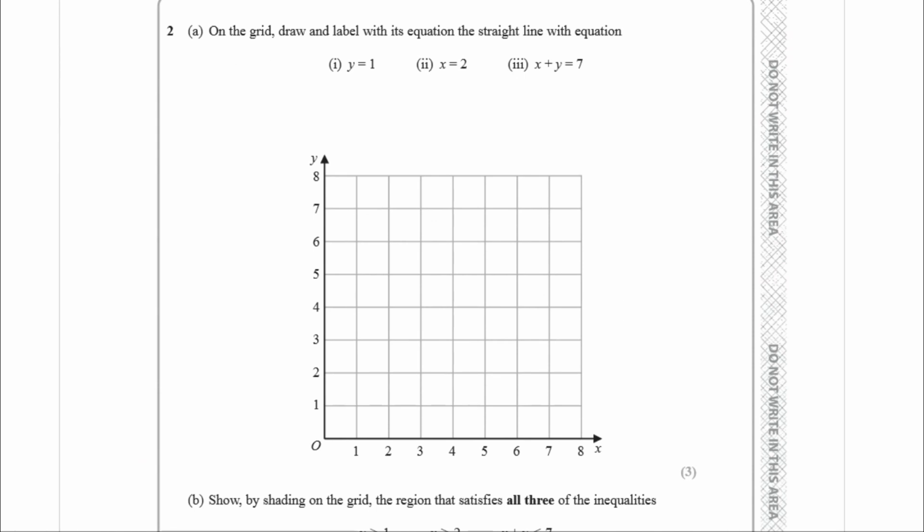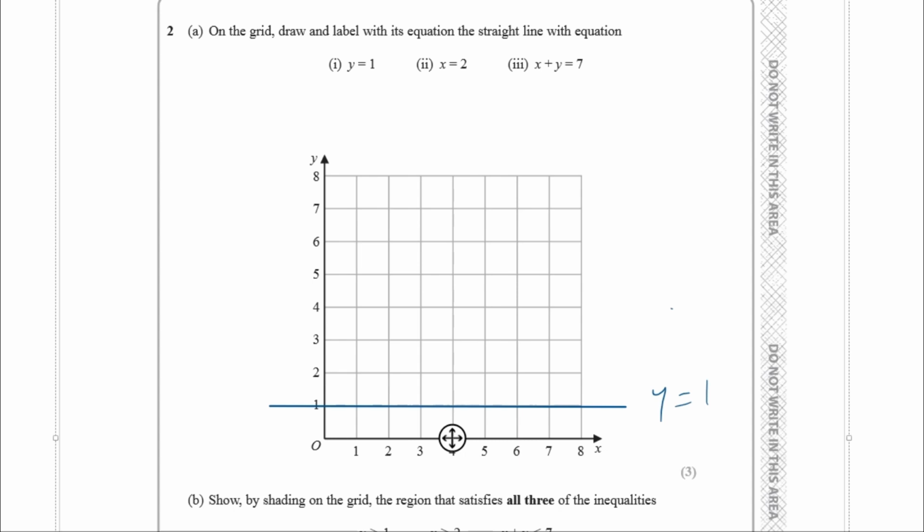Draw and label with its equation the straight line with equation y equals 1. So grabbing your ruler here, the line with no gradient, which is called y equals 1, is a horizontal line. And we can draw it horizontally like this. This is the line y equals 1, so we can label it y is equal to 1.